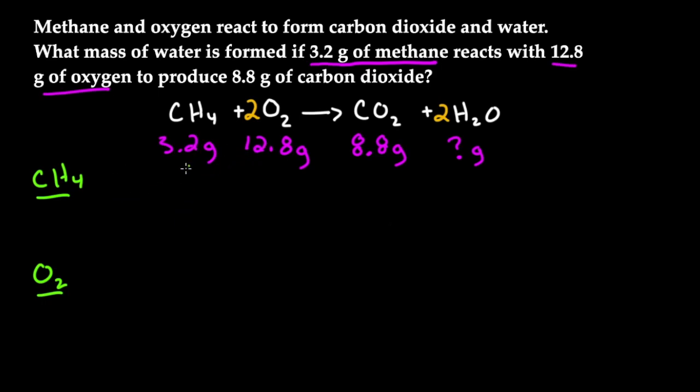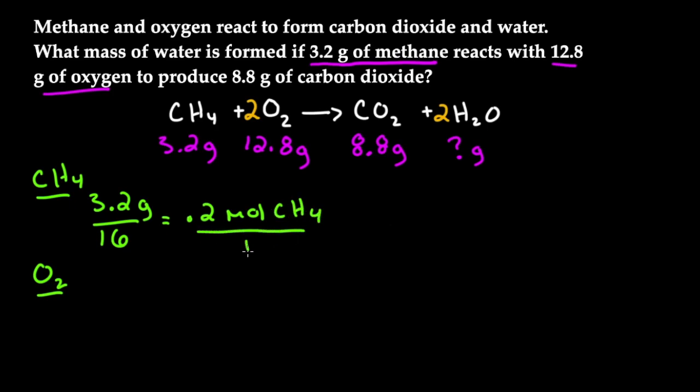And so what I'm going to do first is go from grams to moles of each of them. And so we'll start with the CH4, the methane. I've got 3.2 grams of this methane, and I'm going to divide it by the molar mass, which is 16. And so that's going to be 0.2 moles of CH4.